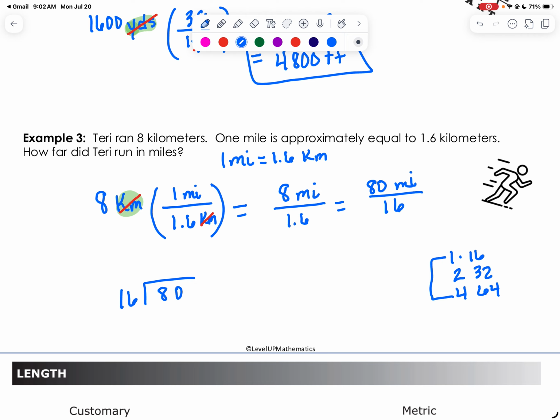What if I added the 4 and the 1? That would give me 5. And added the 16 and 64. That would be 7. Oh, that would give me 80. So I know 16 will go into 85 times. So this would be 5 miles. So 8 kilometers is equivalent to 5 miles, approximately.